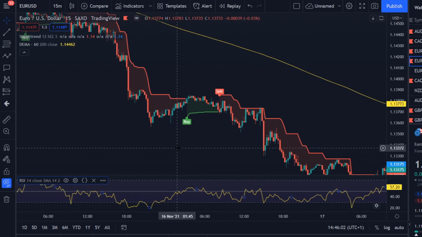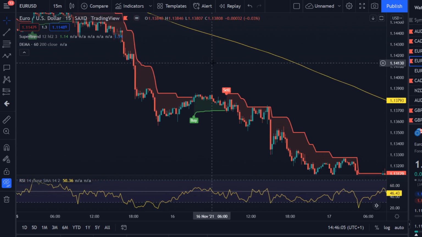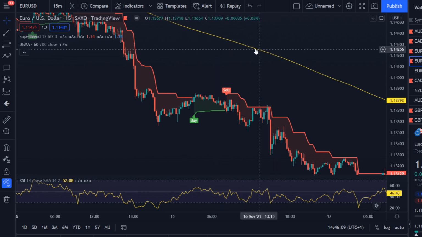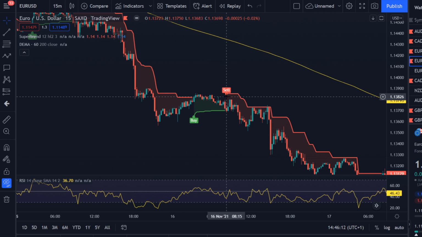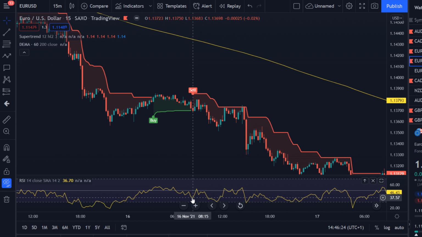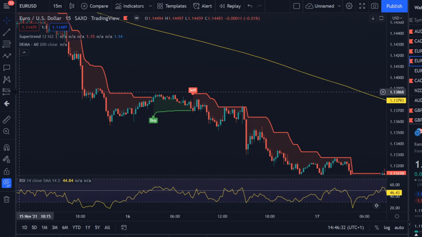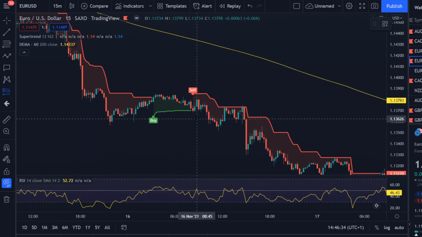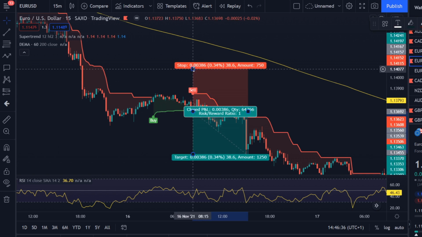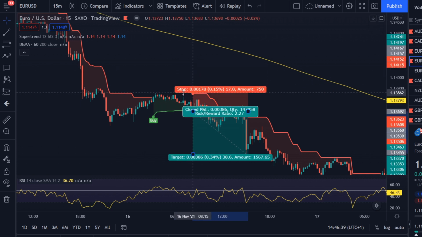Okay, so let me show you a sell signal. We only take a sell signal when the price is below the DEMA over here, our yellow line. And of course we see a sell signal with the super trend indicator, and we also need to see the RSI below the 50 level over here, and as you can see that is the case. So we take a short, we place our stop loss just above the sell signal over here, and also above the latest high.